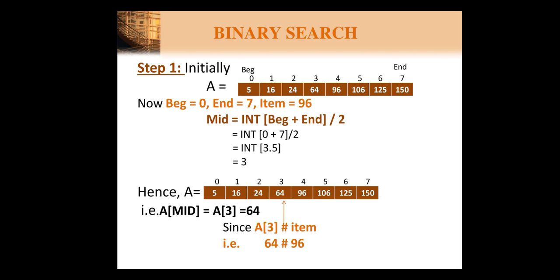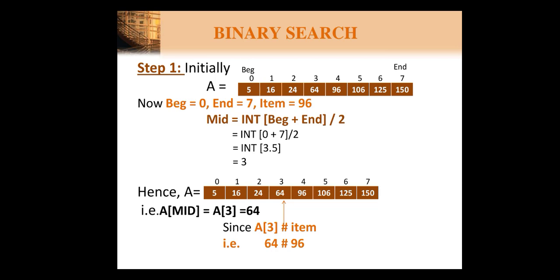So mid is pointing to position 3. The value at this mid position, a of mid, that means a of 3, is equal to 64. Here 3 is the position of mid, the index number of your array. Now check whether that 64 is equal to our atom, which is 96. No, 64 is not equal to 96.